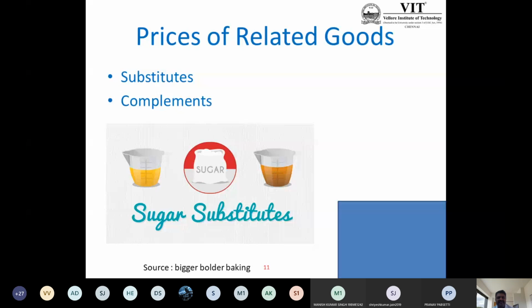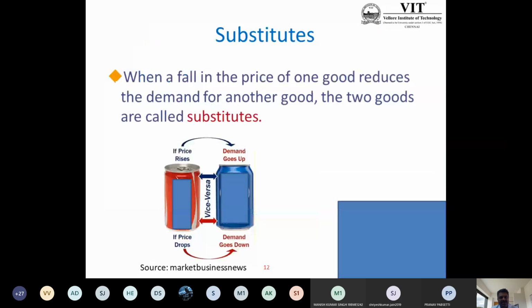Okay. We said we will talk about related goods, substitutes and complements. I have Pepsi, Coca-Cola. I have purposely avoided the brand because I do not want to advertise these brands. They are not our country drinks. We should not drink both of them. I would call it as blue color drink and red color drink. Okay. Just to explain what is substitute.